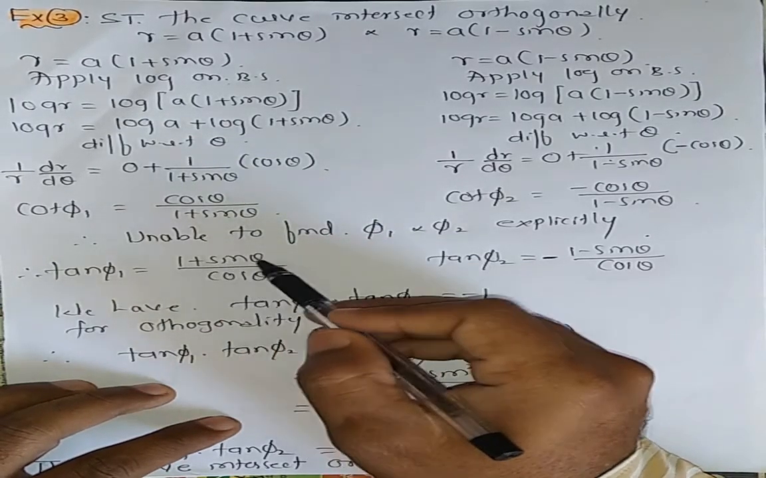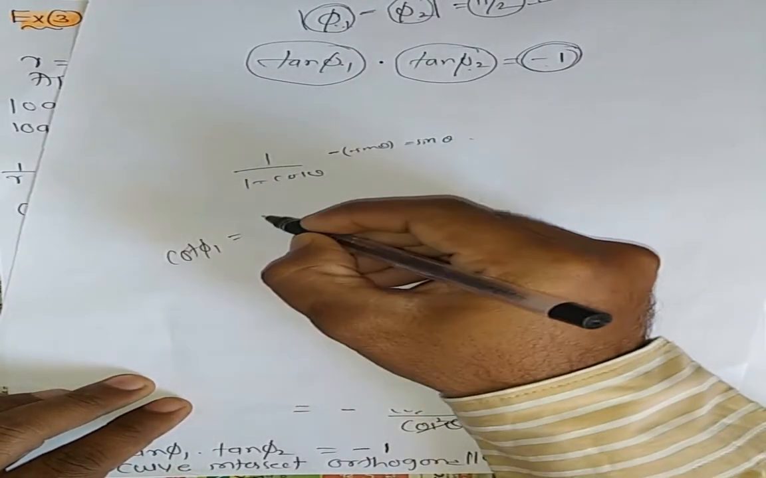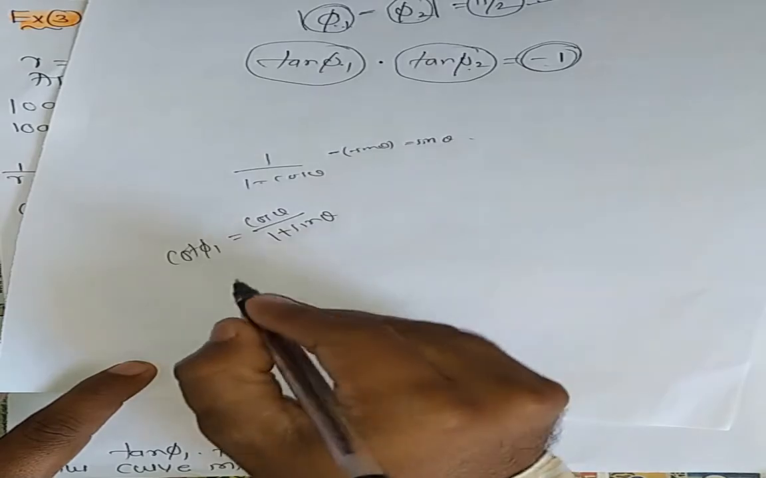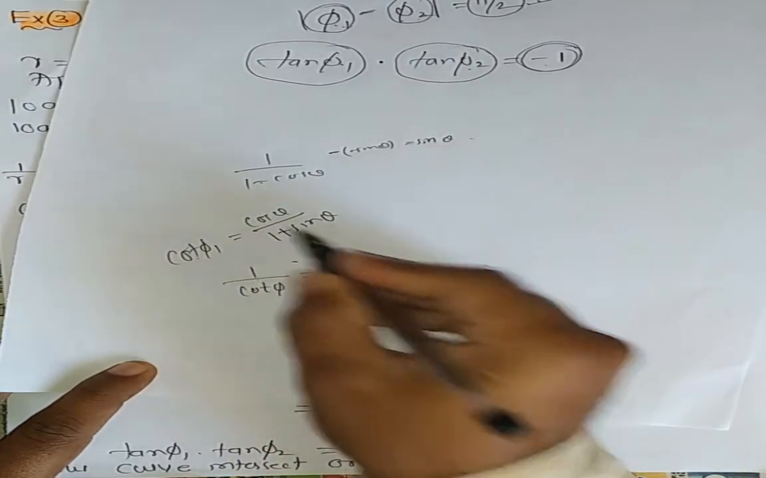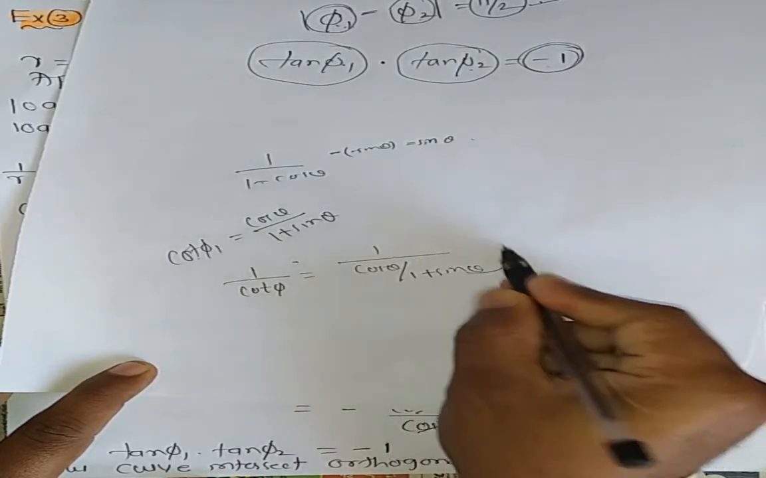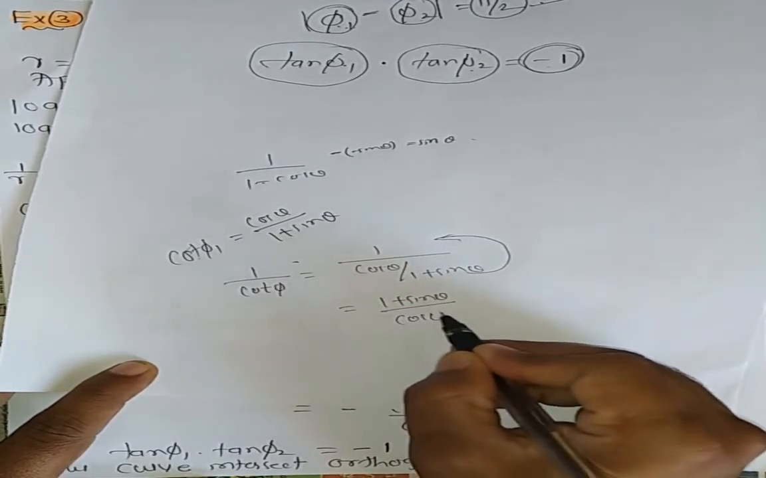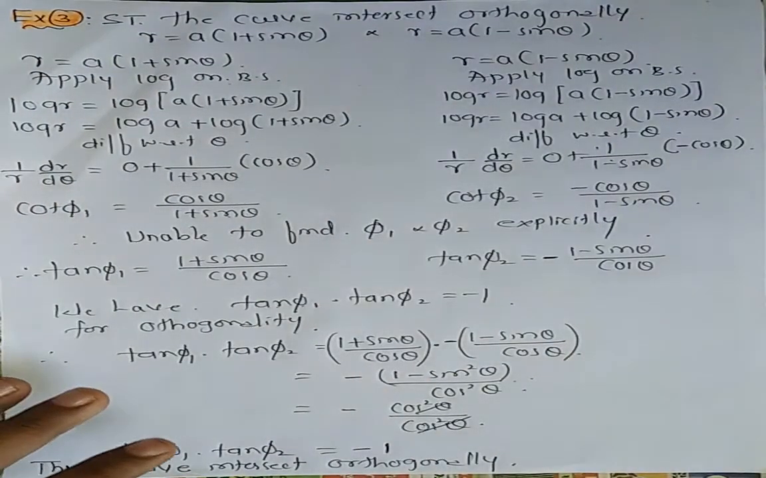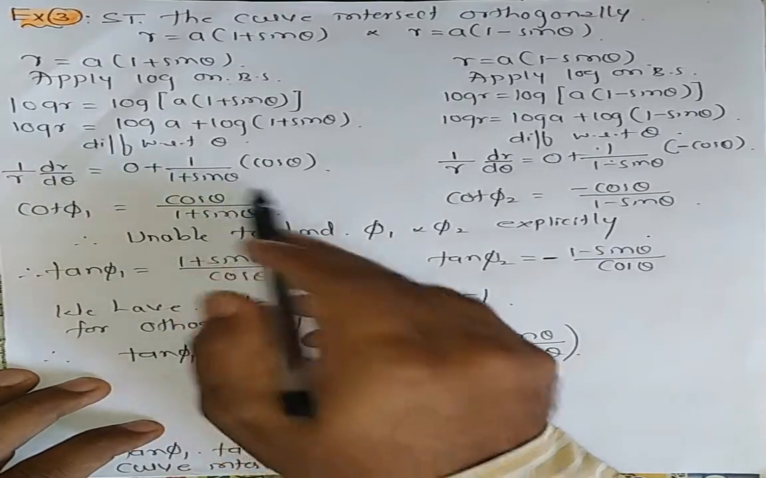So I have written 1 + sin θ. Cot φ1 is equal to cos θ divided by 1 + sin θ. This can be written as the reciprocal, 1 divided by cot φ1, which is 1 divided by (cos θ divided by 1 + sin θ). The denominator of the denominator comes into the numerator, so 1 + sin θ divided by cos θ. As we know, 1 by cot is nothing but tan, so this is tan φ1 equals (1 + sin θ)/cos θ, by taking the reciprocal.